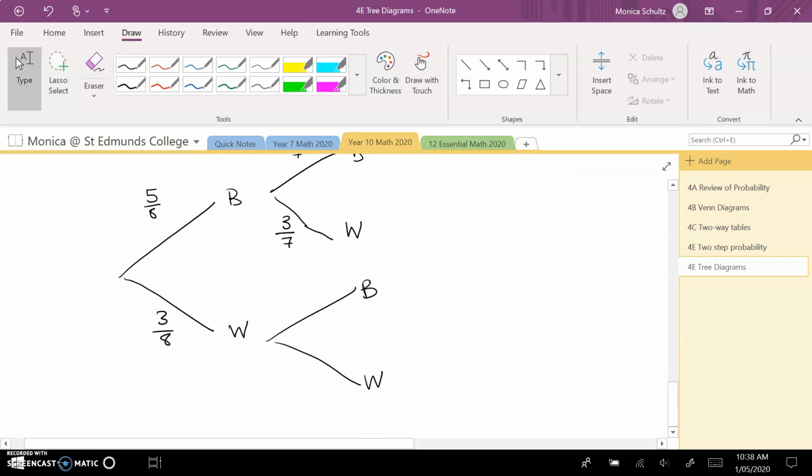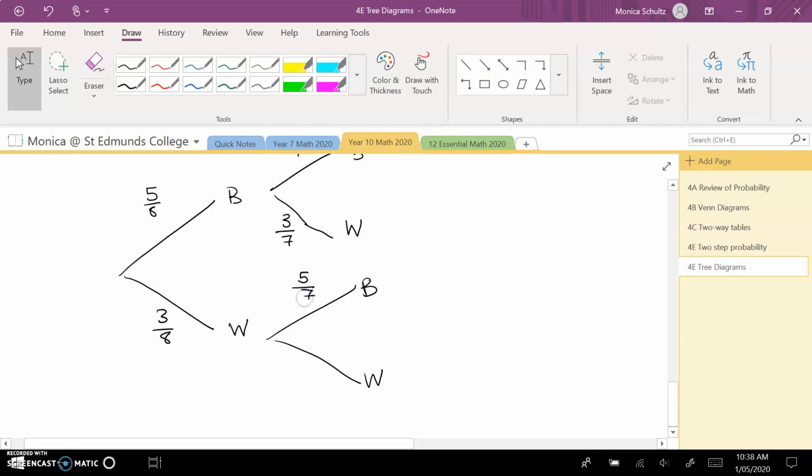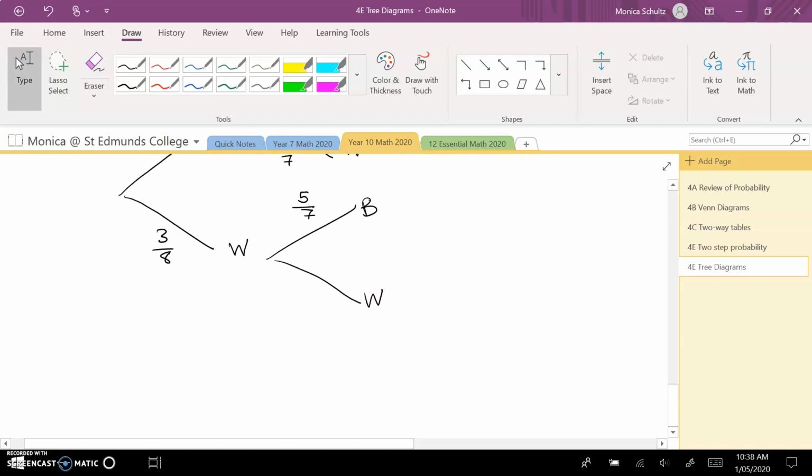So if I picked a white marble on the first draw, and I wanted to pick a blue on the second, then I got 5 on 7 because we haven't affected how many blues are still in the bag. But we have changed how many whites are in the bag. So if I picked out 2 whites, then my second white marble to be drawn out has only got a probability of being 2 over 7.